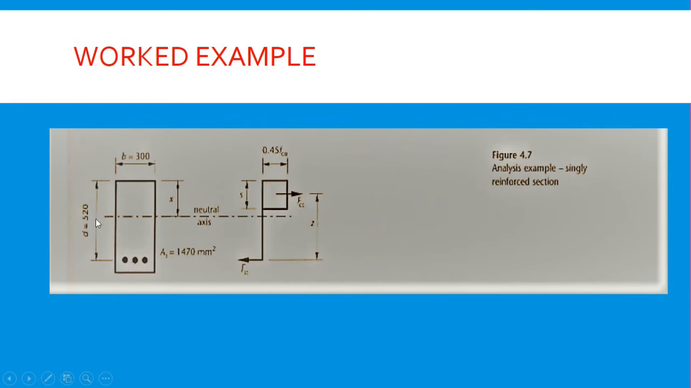We have it as 520. We also have b, the breadth, 300 millimeters. And then from the top, this point is the neutral axis, we have the value of x, and then the value of s in the stress block here. The value of s starts from this point up to the end of this rectangular section in the stress block, and then z is the distance from where the force acts to the position of the reinforcement.